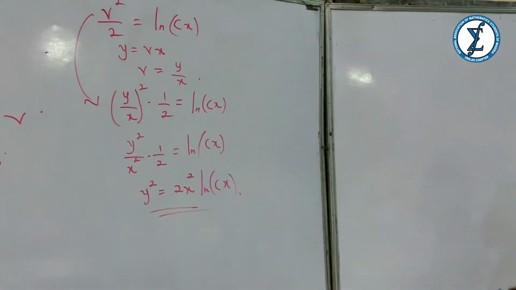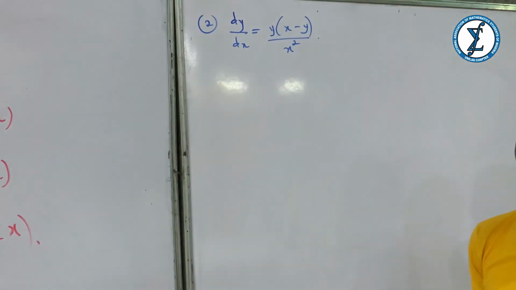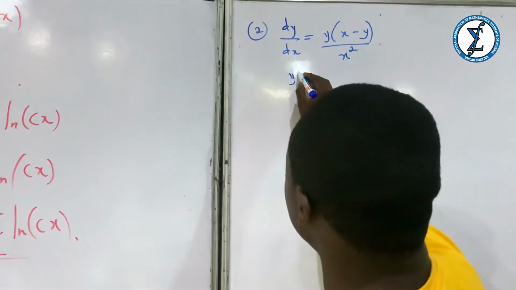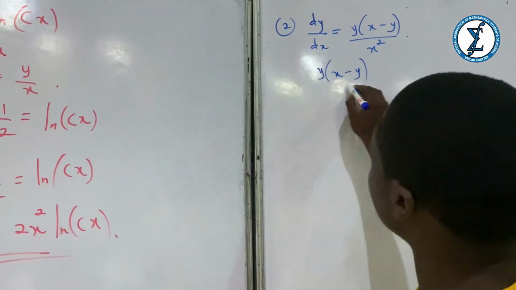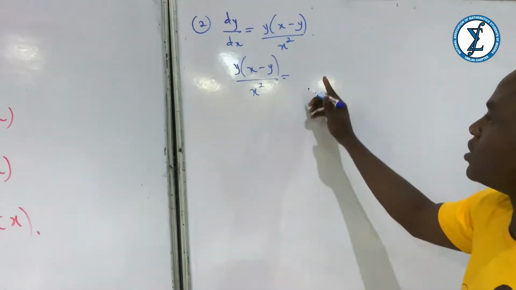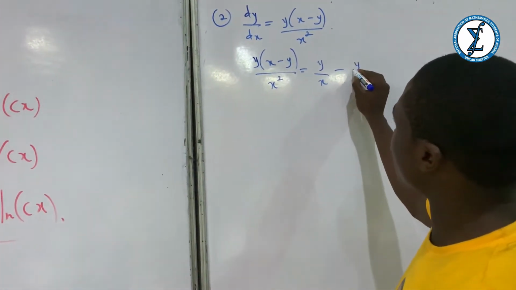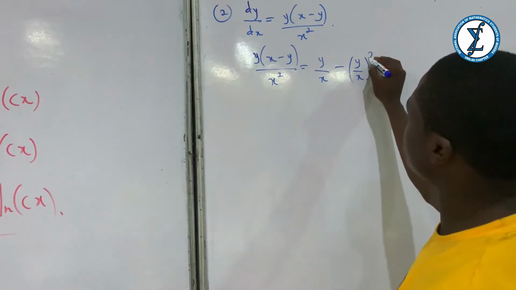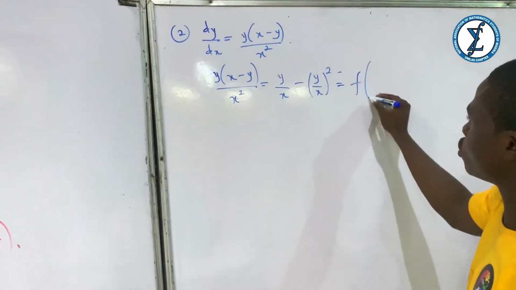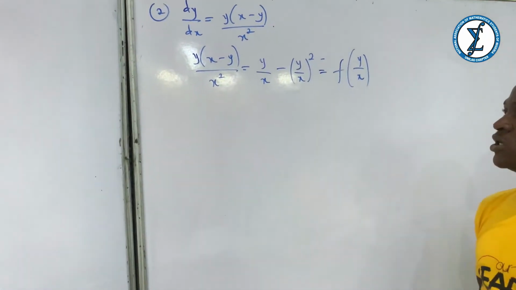Let's look at another question. Now it is important to check, is it really homogeneous? So let's check. dy/dx equals (yx minus y squared) over x squared, which can be written as y over x minus (y over x) raised to power 2. So this is a function of y over x. So basically this is a homogeneous differential equation.